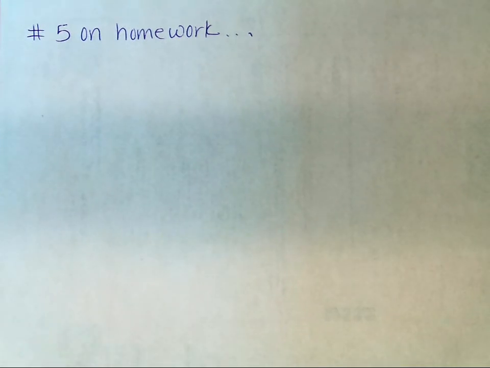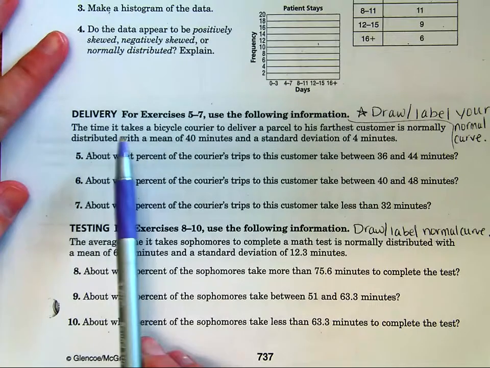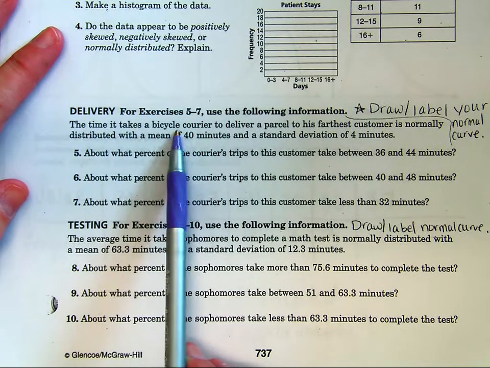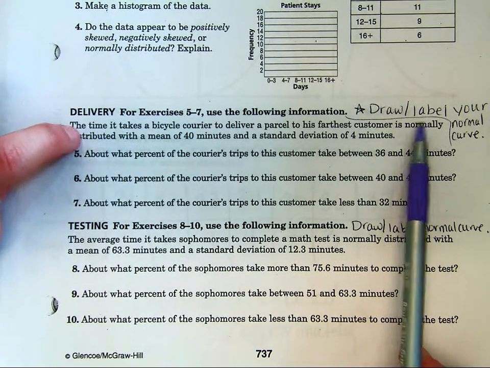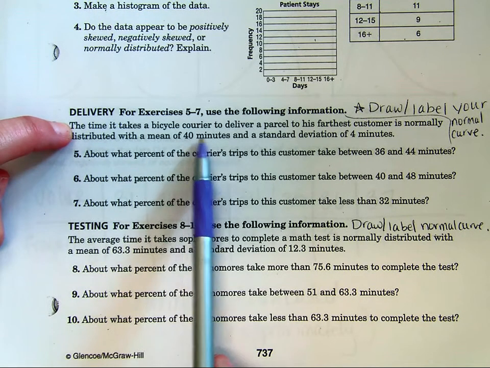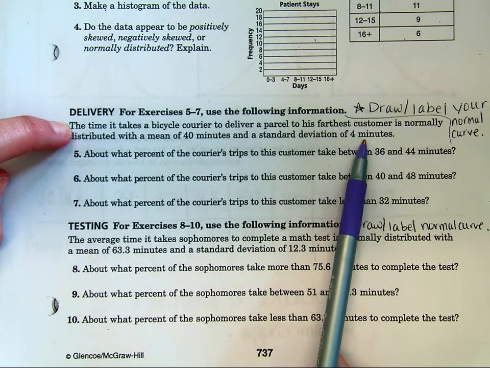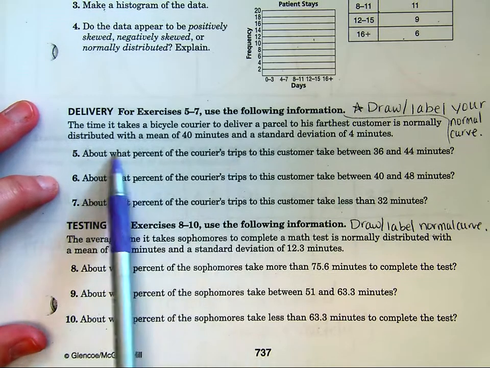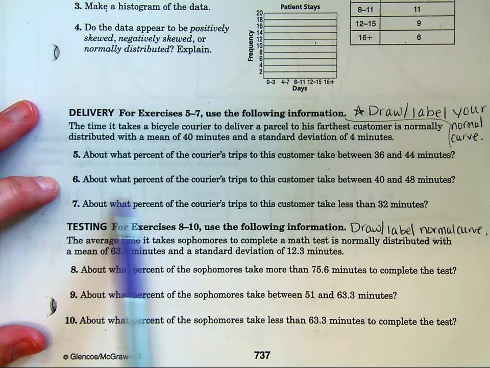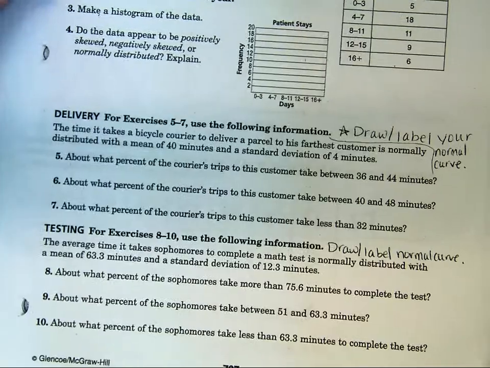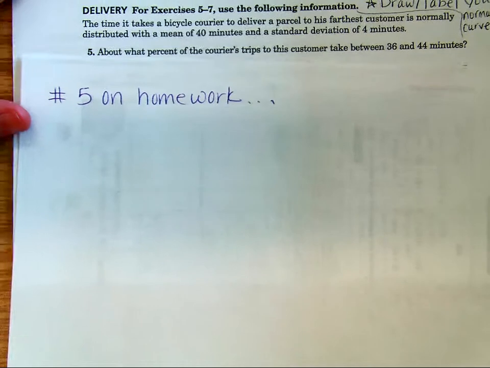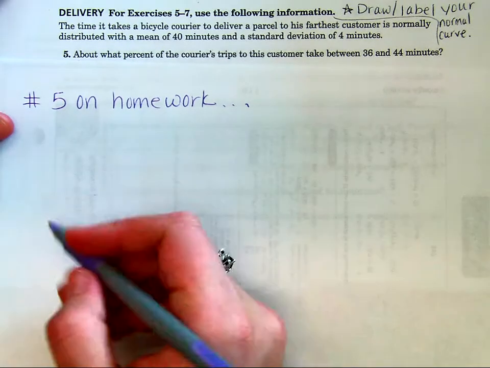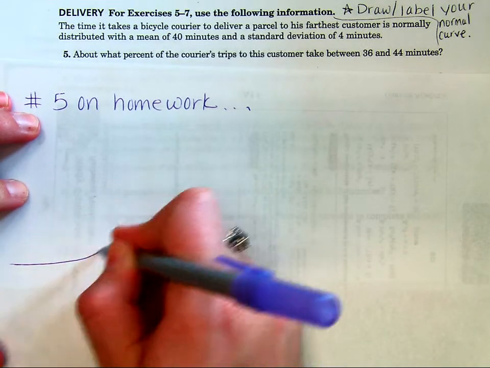Okay, there's your announcement. Anyways, number 5 on your homework says, the time it takes a bicycle courier to deliver a parcel to his furthest customer is normally distributed with a mean of 40 minutes and a standard deviation of 4 minutes. Okay, so we're looking for percents and whatnot. So I need to start by drawing my normal curve. So let's do that. I'm going to draw my bell like this.